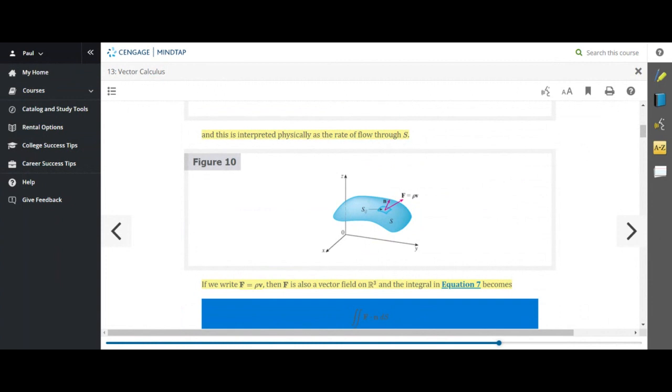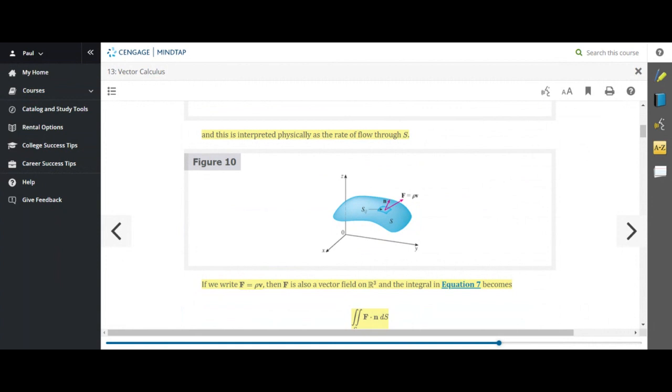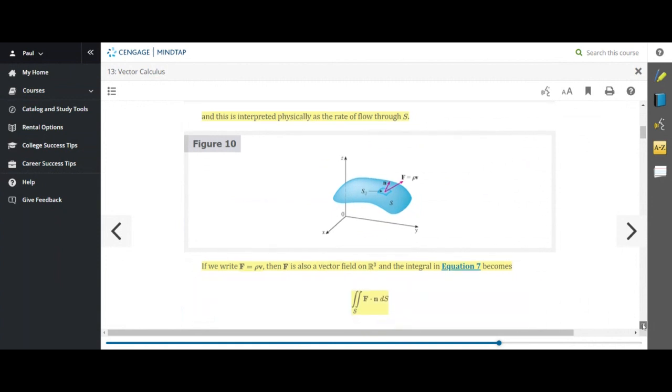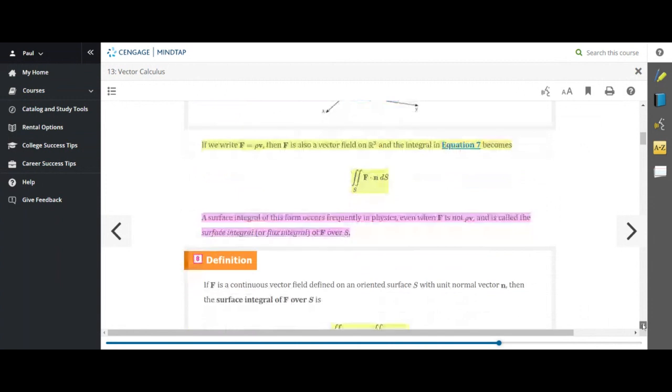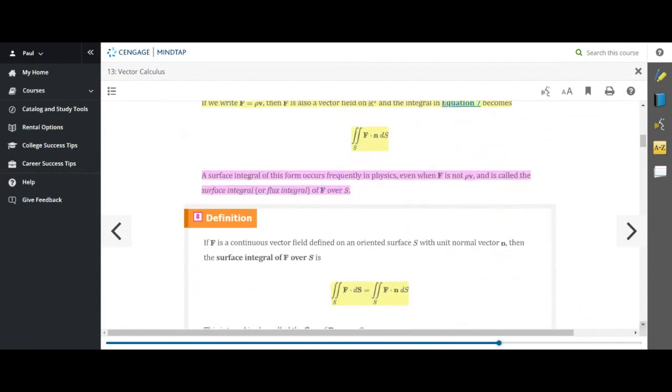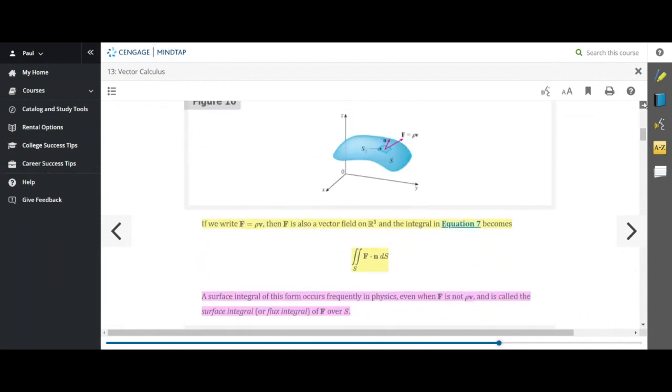So what we want to do, let me get this. Hold on here. I want to say this the right way. So if you let density times velocity equal the force field, then you'd have this double integral, this surface integral. And it says it occurs frequently in physics, even when the vector field is not density times velocity. And it's called the surface integral or flux integral of the vector field F across S.